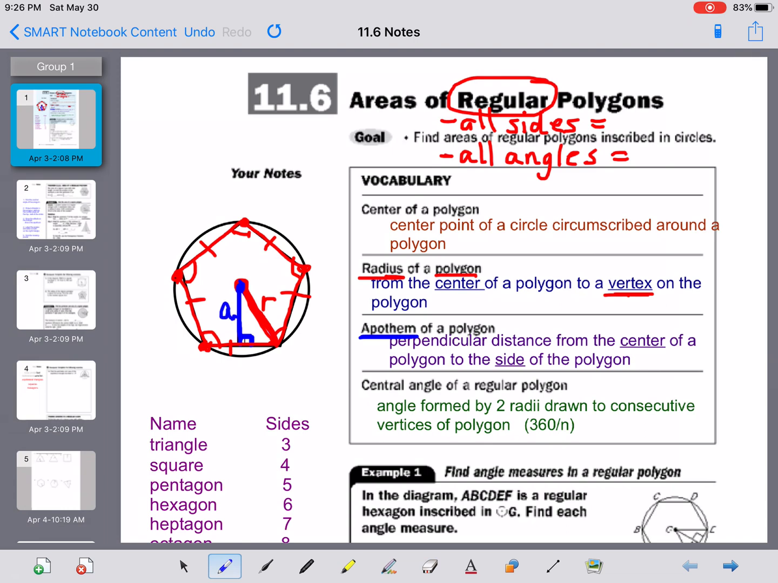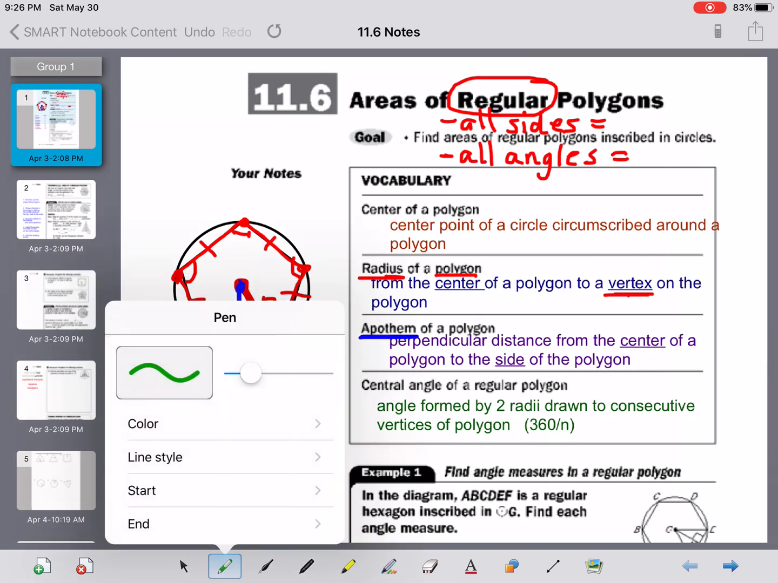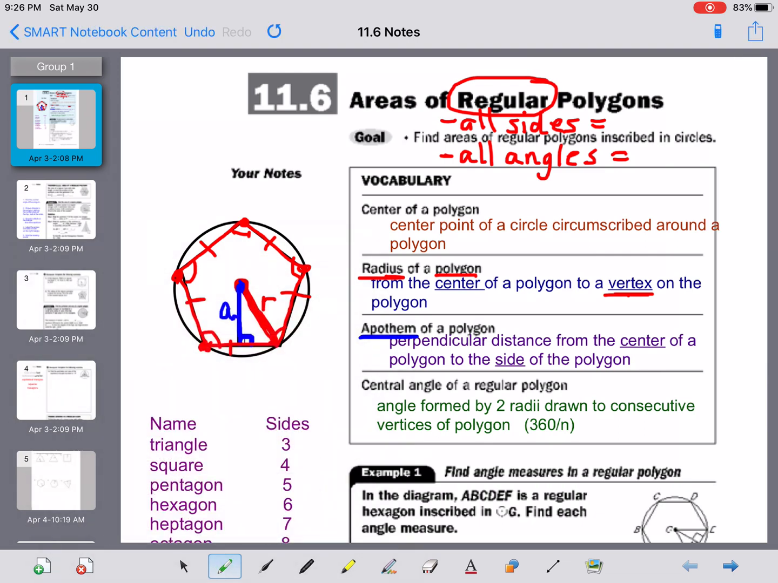Then we have the central angle of a regular polygon. So I'm going to change colors here one more time. I'm going to kind of draw it away from the other two things. The central angle of a regular polygon is the angle formed by 2 radii drawn to consecutive vertices. So if I start at my center here, and I go to one vertex for one radius, and I go to another vertex for the other radius, this is an angle here.